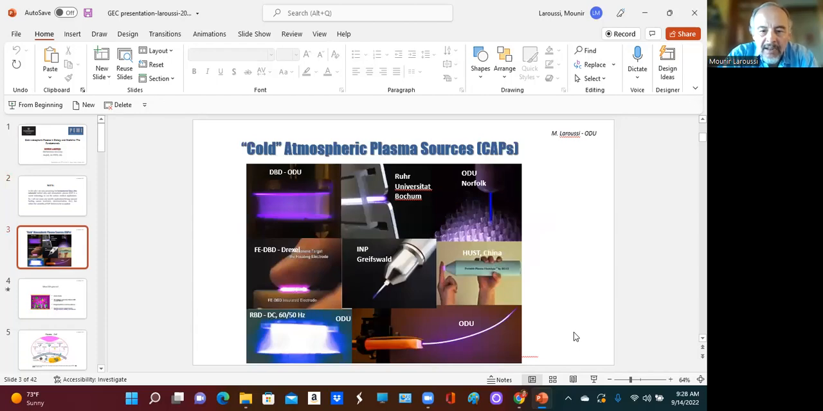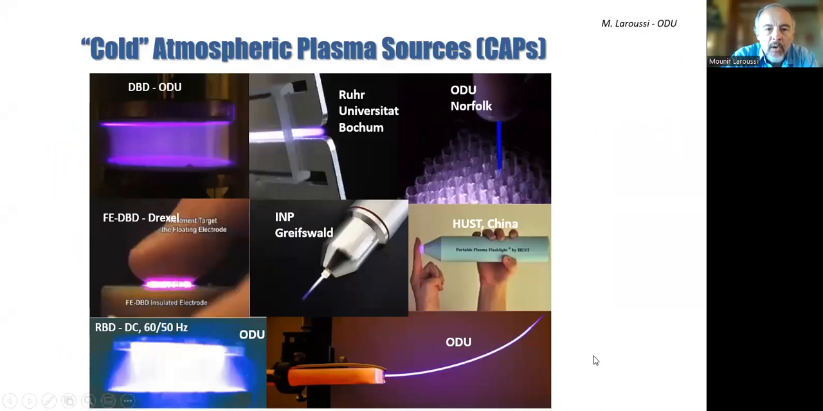So here is an example of cold atmospheric plasma sources developed by various groups all over the world. There are some DBDs and some plasma jets and some handheld devices that can deliver low temperature plasma in the ambient environment. And these plasmas are safe to apply on cells and tissues.